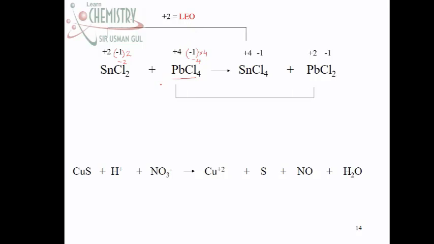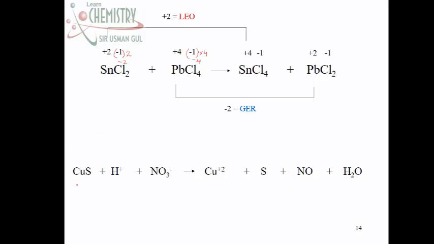Similarly, when we focus on the lead, the opposite thing is happening. Gain of electrons means reduction. So lead is gaining 2 electrons and tin is losing 2 electrons. Now let's talk about the second example.